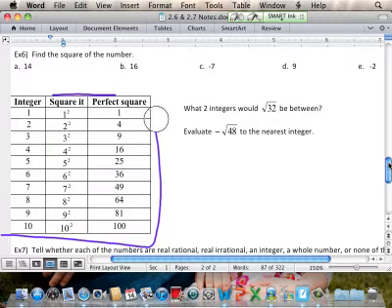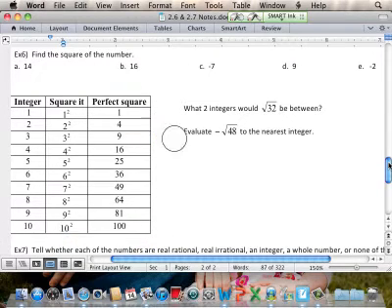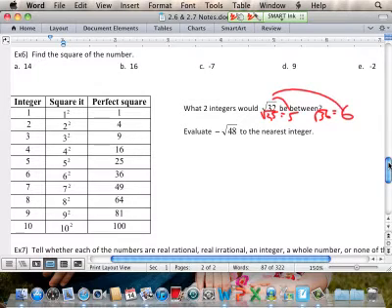You should also know that 11 squared is 121, 12 squared is 144. And then beyond that, probably not so much. Okay? So this next example says, what two integers would the square root of 32 be between? Well, we know the square root of 25 is 5, and the square root of 36 is 6, and 32 is clearly between 25 and 36, so that would be between these two integers.